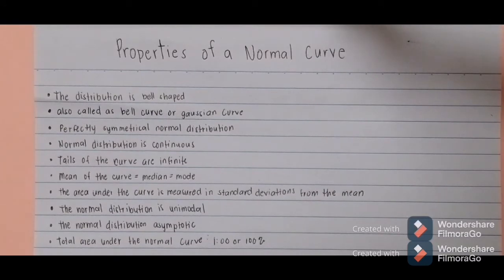So, next is, it is perfectly symmetrical normal distribution, and normal distribution is continuous. Tails of the curves are infinite, kaya kapag napansin nyo yung bell curve is, hindi magdudugtong yung tails nito dahil nagkakahulugan nito na so on and so on yung pagbilang nito or walang hanggan. So, next is, mean of the curve is equals to median and equals to mode.